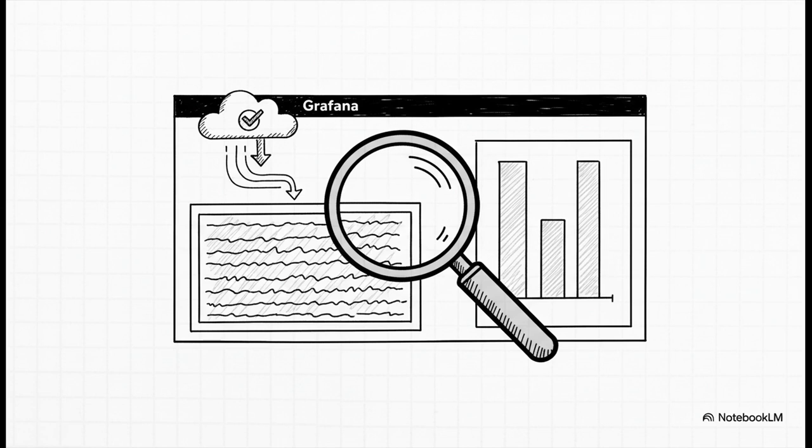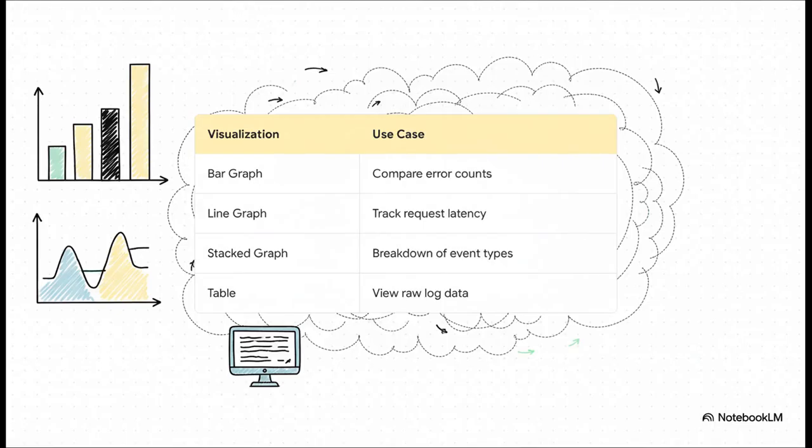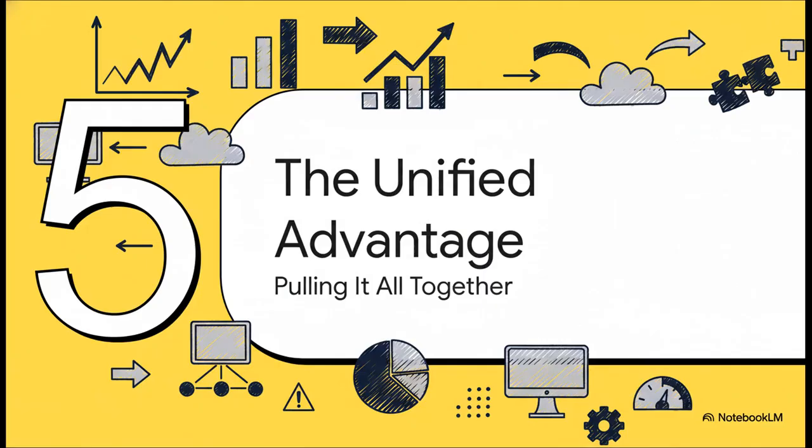So this means you're not just scrolling through endless walls of text anymore. You're actually running sophisticated queries to analyze your log data. And the best part? You can visualize the answers you get back. Look at this. You can turn that raw log data into something you can actually use. Want to compare error counts across your functions? Bam, bar graph. Need to track latency over time? There's a line graph for that. You can even still see the raw logs when you need to dig really deep. It's all right there.